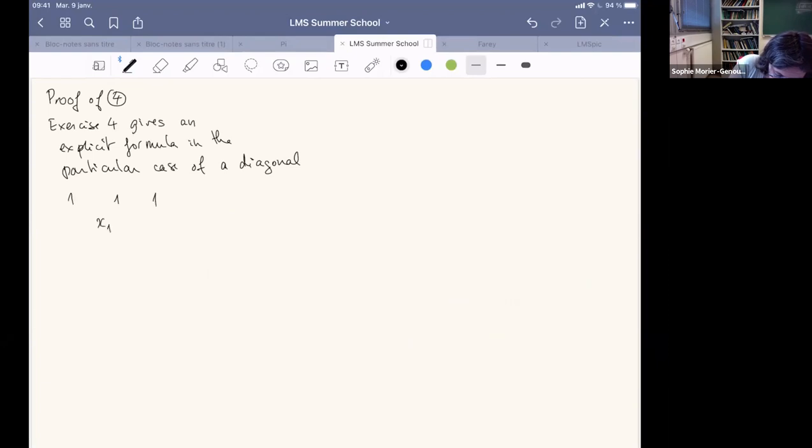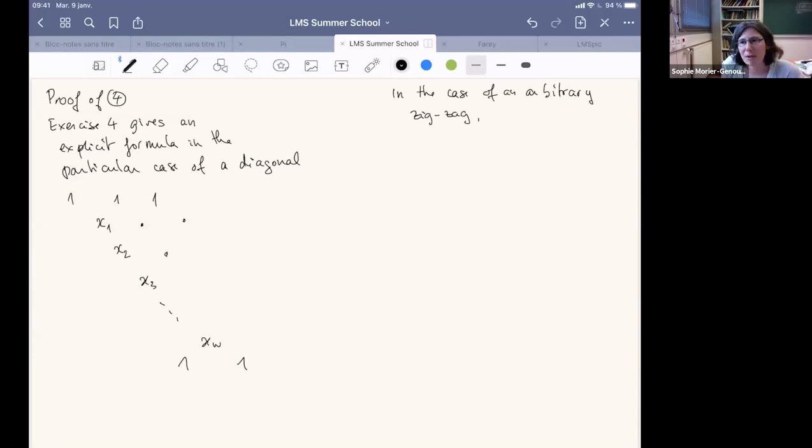Meaning that if you have x1, x2, x3, and so on in a diagonal, you can find an explicit expression for the entries and check that there is no complicated denominator, that the denominator is just a monomial. But we need to understand the arbitrary case, the case of an arbitrary zigzag. And I'm sorry, it's going to be very disappointing, but I don't know any elementary proof. The proof I know is based on the theory of cluster algebra.